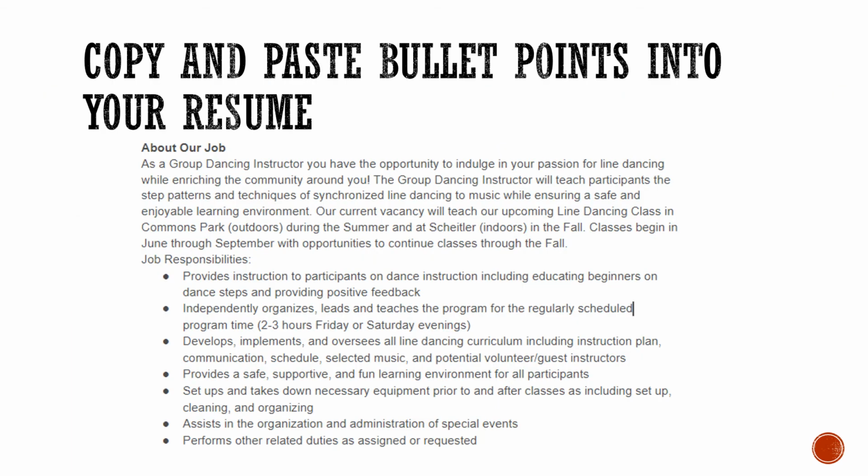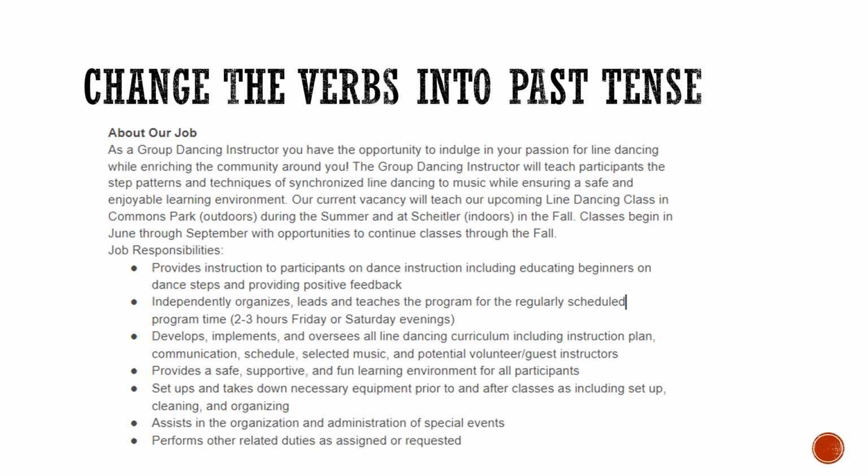The next thing you want to do when you're making your accomplishment statement is copy and paste the bullet points from the job description into your resume. Then you'll change the verbs into past tense. For example, the first bullet point starts with "provides instructions to participant." So you'll change "provides" to "provided."